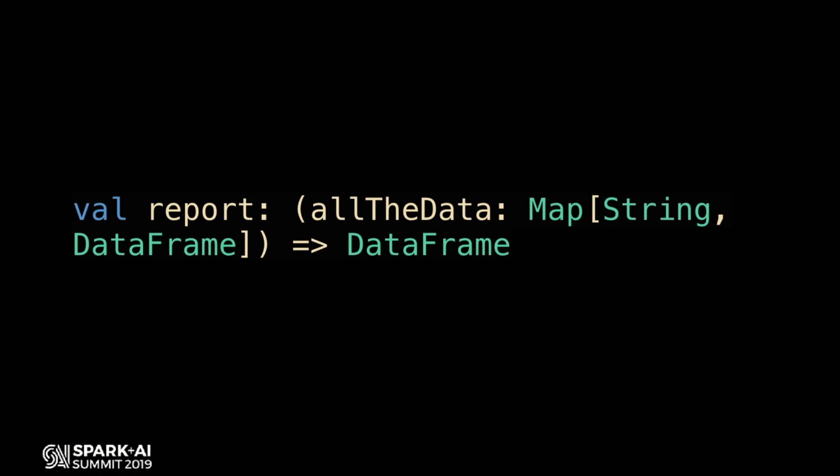So a report is actually a function of a map of a string and data set. The string is the name of my source. And the data frame is the source itself. And the result is another data frame. And when I'm saying data frame, I'm talking about Spark data frames here.